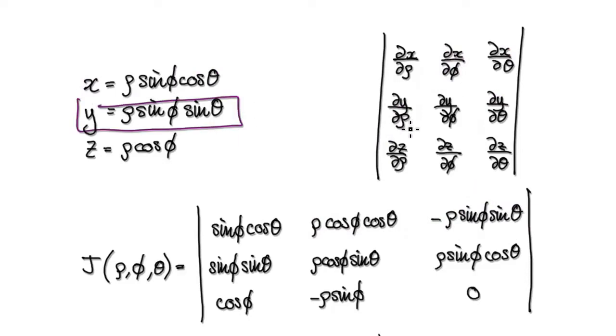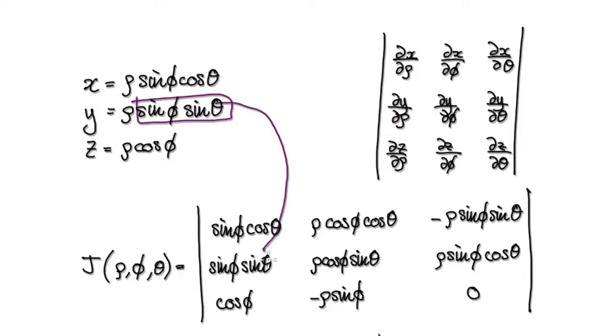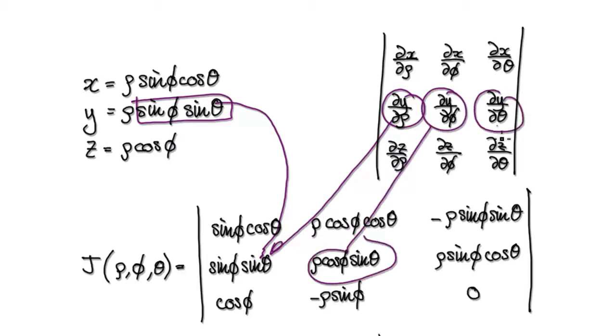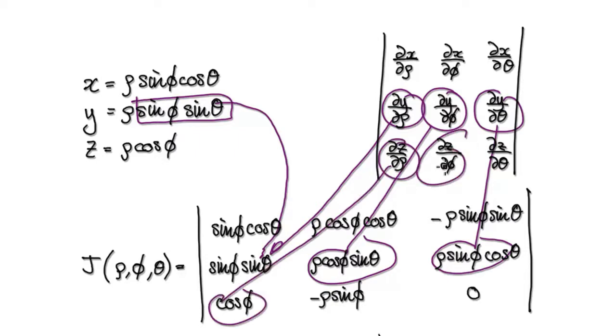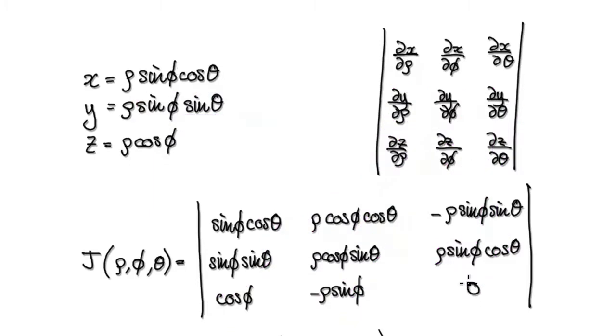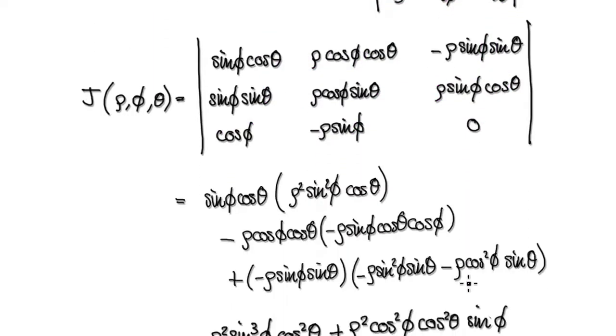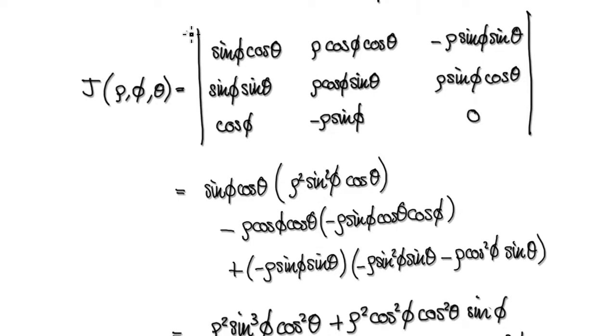Differentiate y with respect to the radius, so that will then just give you this thing here. Differentiate everything and it should give you these things here, and then you would compute the determinant of this whole thing here.